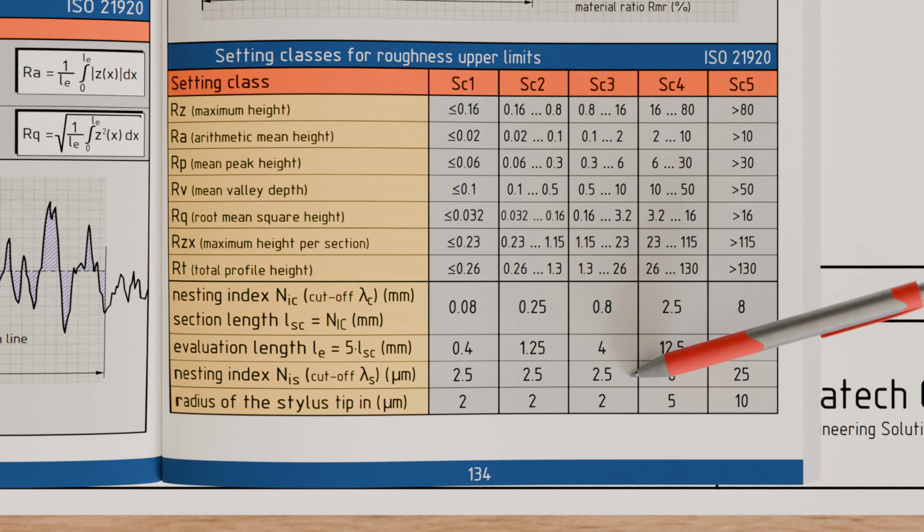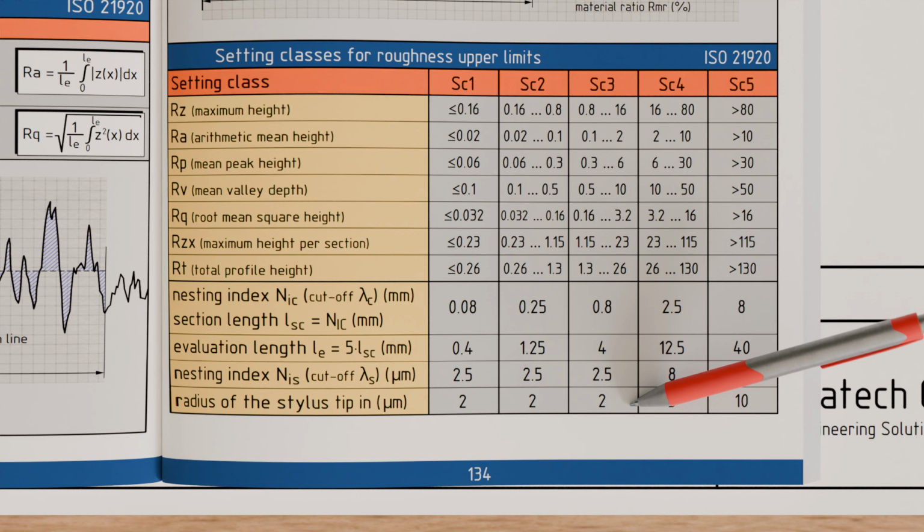The nesting index NIS of the Profile S filter for separating noise in the surface scanning signal is 2.5 micrometers for setting classes SC1 to SC3. Additionally, specific stylus tip radii are prescribed for the various setting classes. In our case, a tip radius of 2 micrometers is specified for the surface measurement.